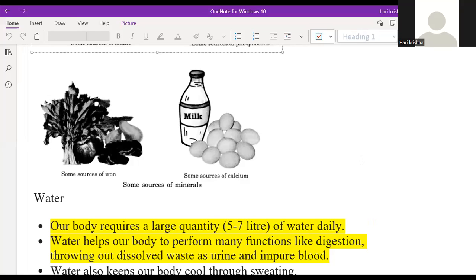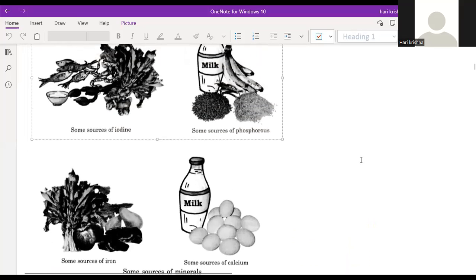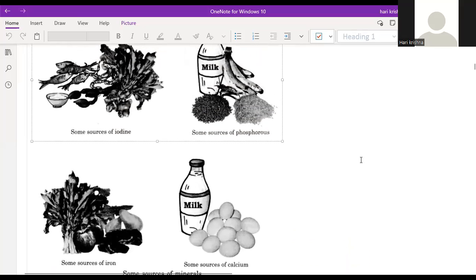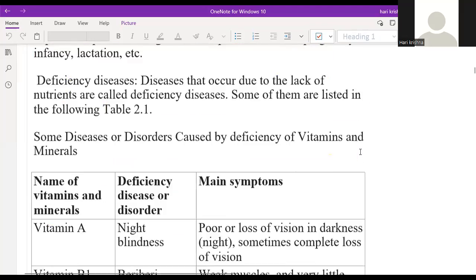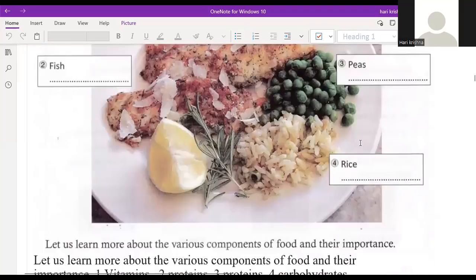The next one is calcium, mostly common in milk and eggs. So they are the common sources of minerals, which are very important in our body, even though they are in very small quantity. Iodine, phosphorus, iron, calcium. We'll see some more minerals in the bottom.